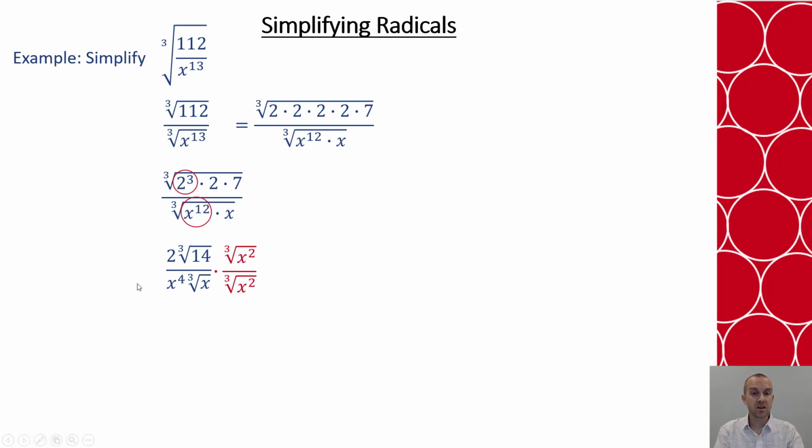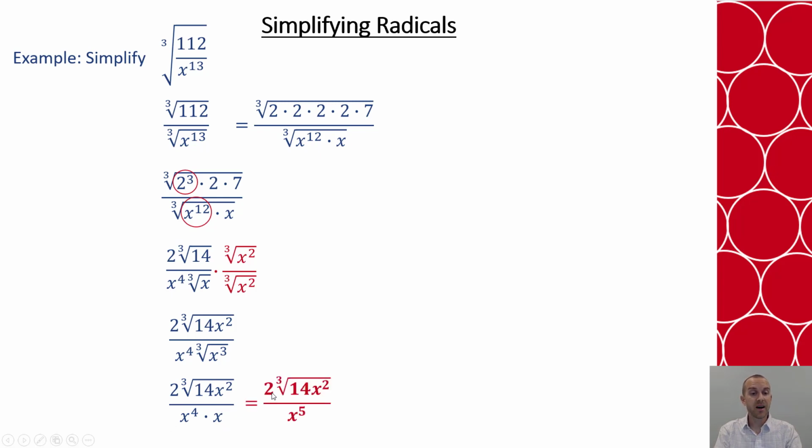So now I'm going to combine my terms. So I have 2, the cube root of 14x squared in my numerator, and x to the 4th, the cube root of x cubed in my denominator, which again, the cube root of x cubed will simplify to x. So x to the 4th times x, my last thing I need to do here is just simplify this. And my final solution then would be 2, the cube root of 14x squared divided by x to the 5th.